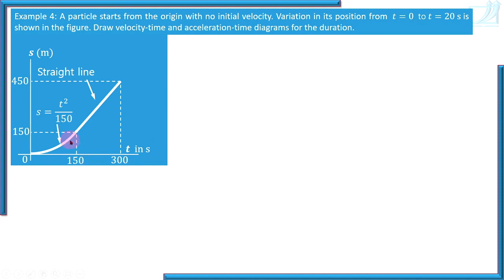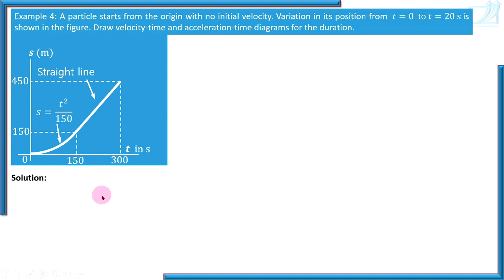In this case, ST diagram is given. From 0 to 150 seconds, it is a parabola. Watch here, S is equal to t squared by 150. Y is equal to kx squared, that is a parabola. Okay, standard parabola it is. And from 150 to 300, it is a straight line.